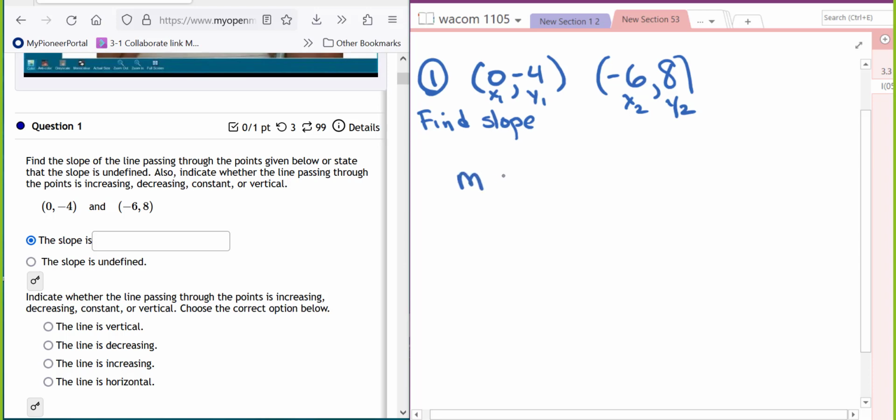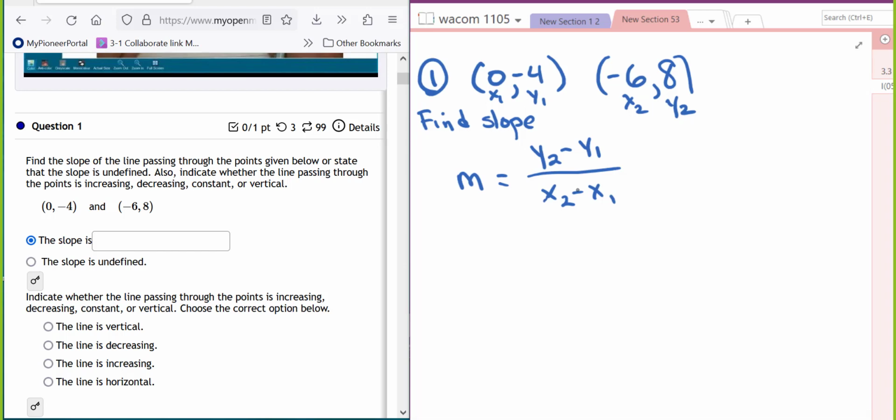So your slope is change in y's over change in x's. If you memorize this in the other direction, it doesn't matter if you do y1 minus y2, but you have to do the x's in the same direction. This is just the way I always have done it, but you would get the same answer.